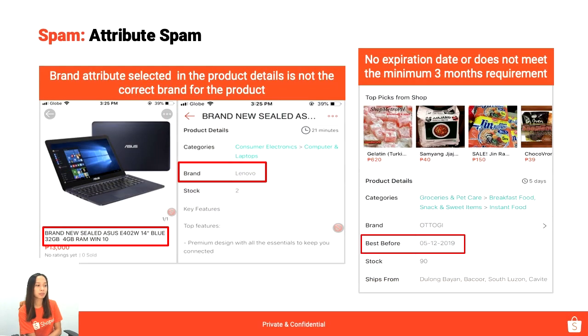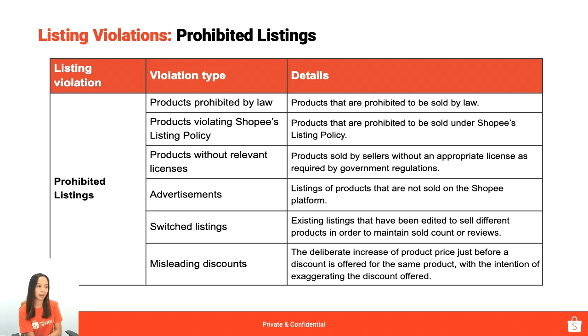Next, we have attribute spam. So, ito yung incorrect details na nilalagay natin sa listing. So, pwedeng mali yung stock count na nilagay natin, yung sa description, mali yung material, or yung category. So, those are examples of attribute spam.